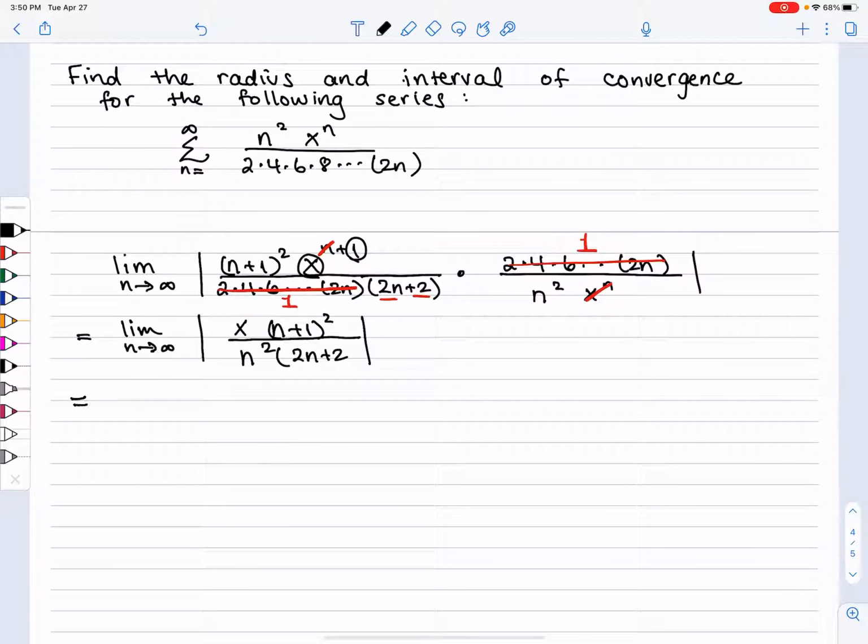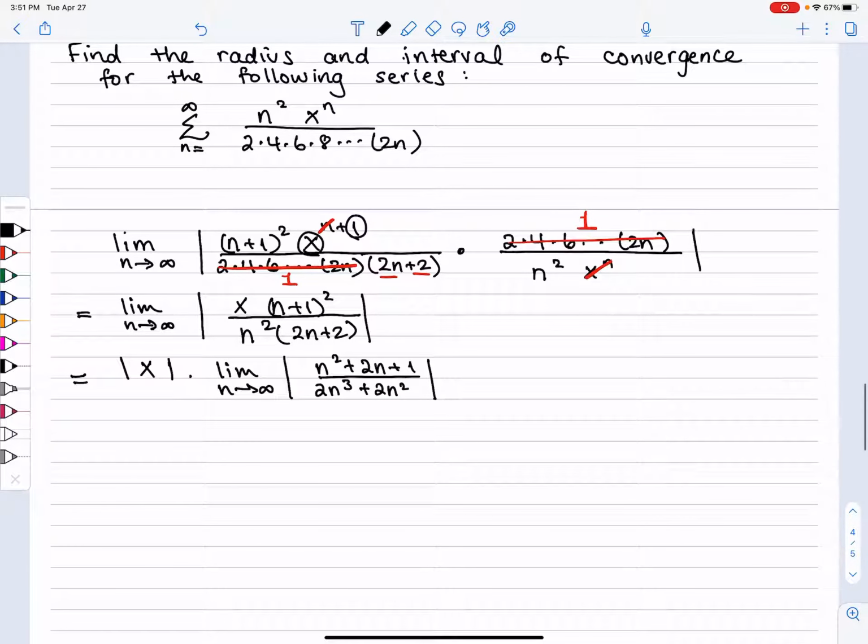Because we're taking the limit as n approaches infinity, x will be considered a constant. So we're going to take that x out. So we have the absolute value of x times the limit as n approaches infinity of (n+1)^2, which is n squared plus 2n plus 1, over 2n cubed plus 2n squared. You really don't need to FOIL it out, but I'm doing it here so that we can easily see that the limit is going to be equal to 0.